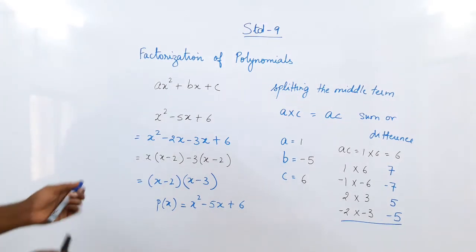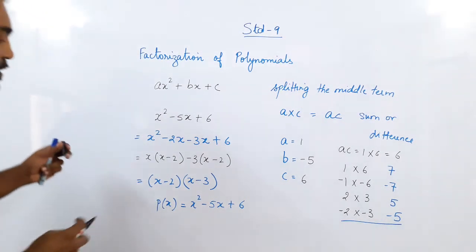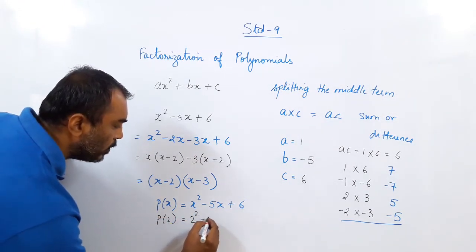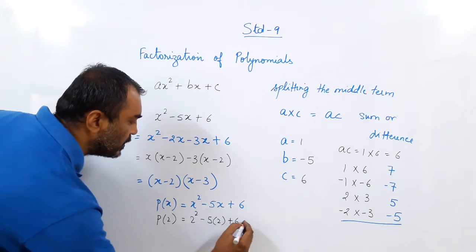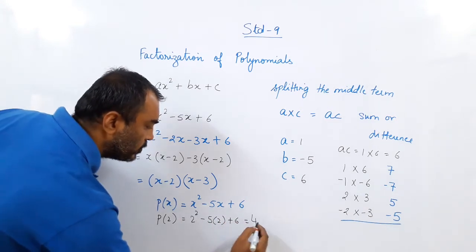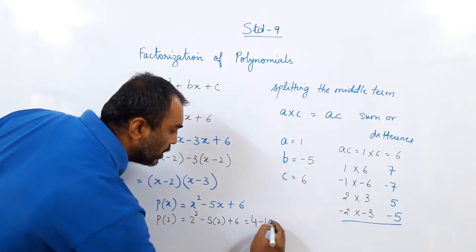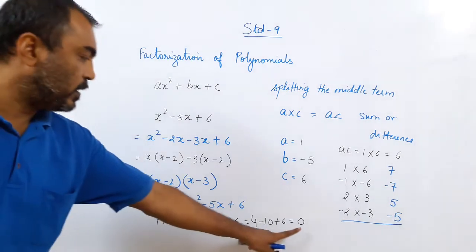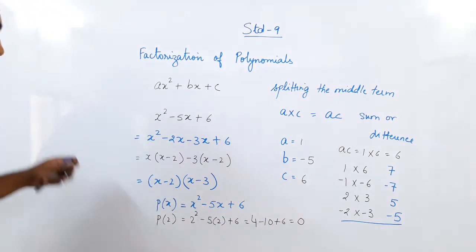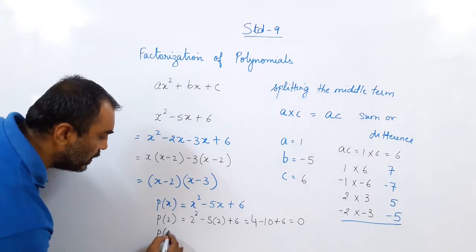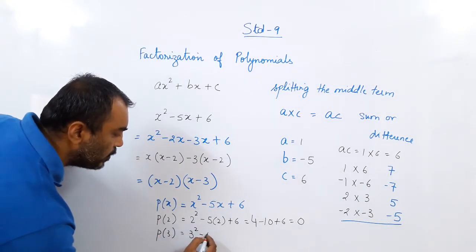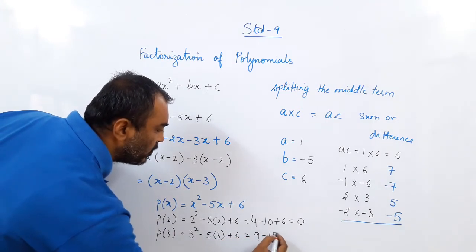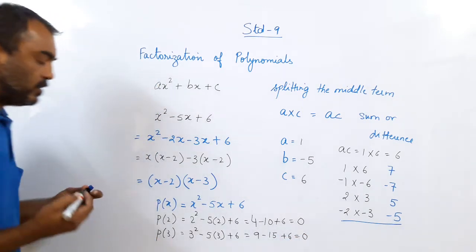Okay. Now how do I check that x minus 2 is a factor? So I take p of 2. Put 2. So 2 square minus 5 into 2 plus 6. 2 square is 4. 5 into 2, minus 10, plus 6 gives me a 0. Can you see? Because p of 2 gave me the remainder 0, it means x minus 2 is a factor. Same, I check with p of 3. 3 square minus 5 into 3 plus 6 gives me 9 minus 15 plus 6. Again it gives me a 0.